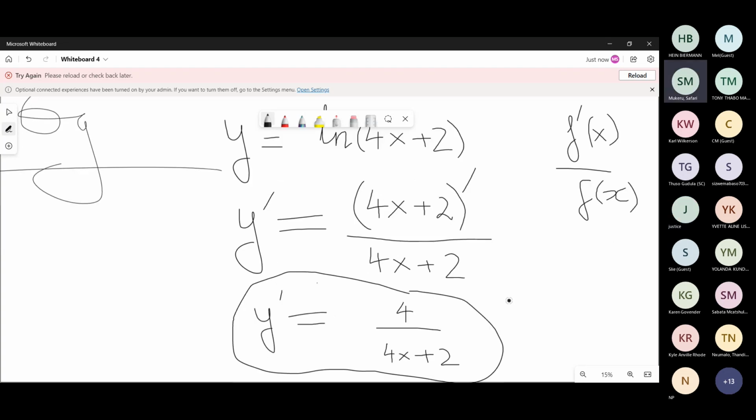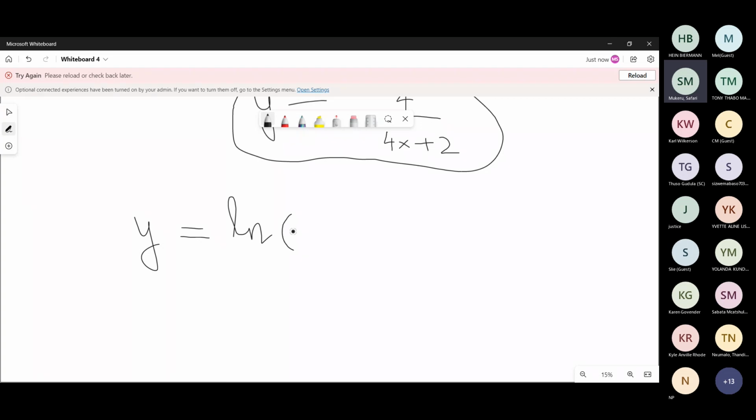So let me take the final example before we close. y equals ln of x power 2. Who can compute this derivative? Who can compute y prime? Come on. 2x over x squared. True. Take the derivative of x squared.